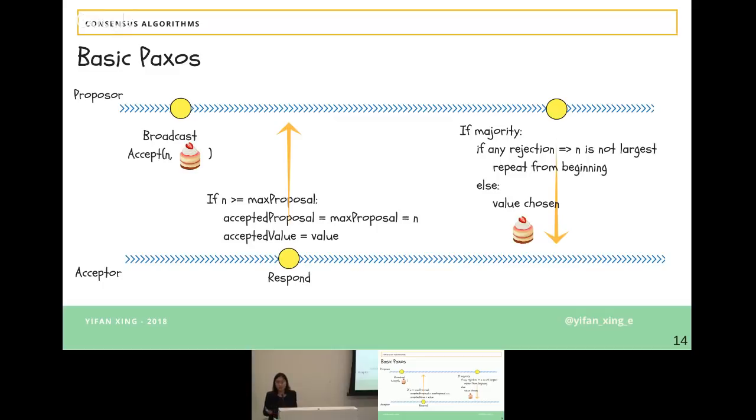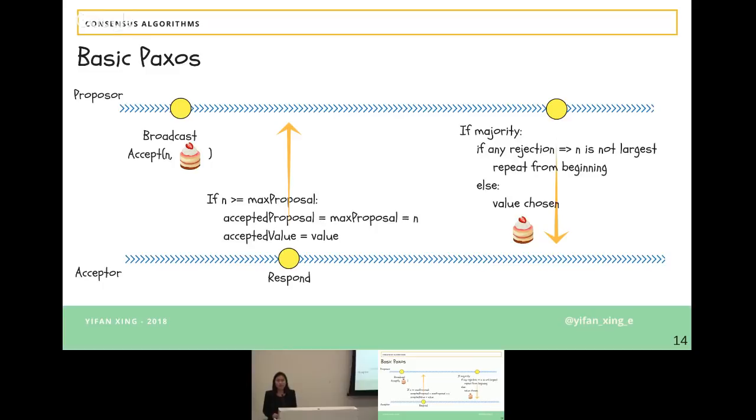So as a proposer, I realized the typo. Sorry, proposer, I spelled it wrong. So if I got a majority of responses from my followers, I'm going to check, did anyone reject me? If yes, that means my proposal number isn't the largest one anymore. So I'm going to have to redo this from the beginning.